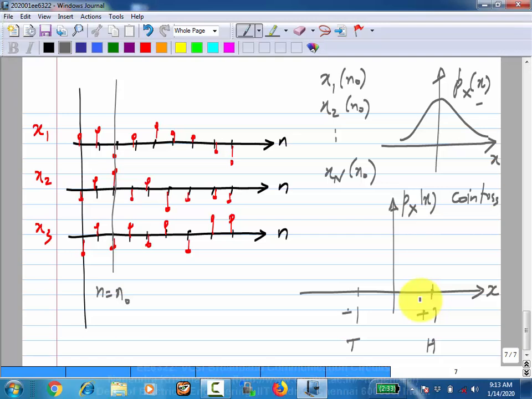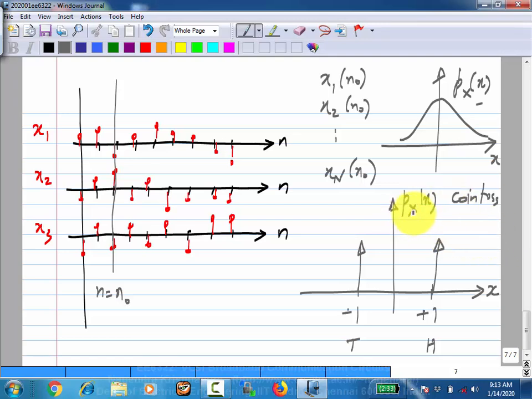You have seen functions like this, functions which have values only at one particular instant, right? What is that function? The impulse. So for instance, here it will have two impulses because it cannot possibly take any other value. It can only be either head or tail.